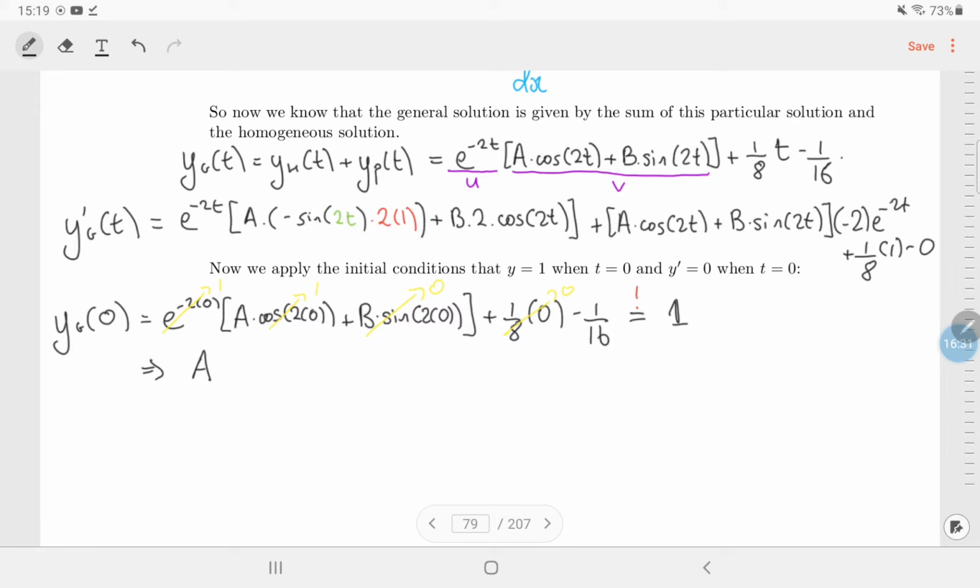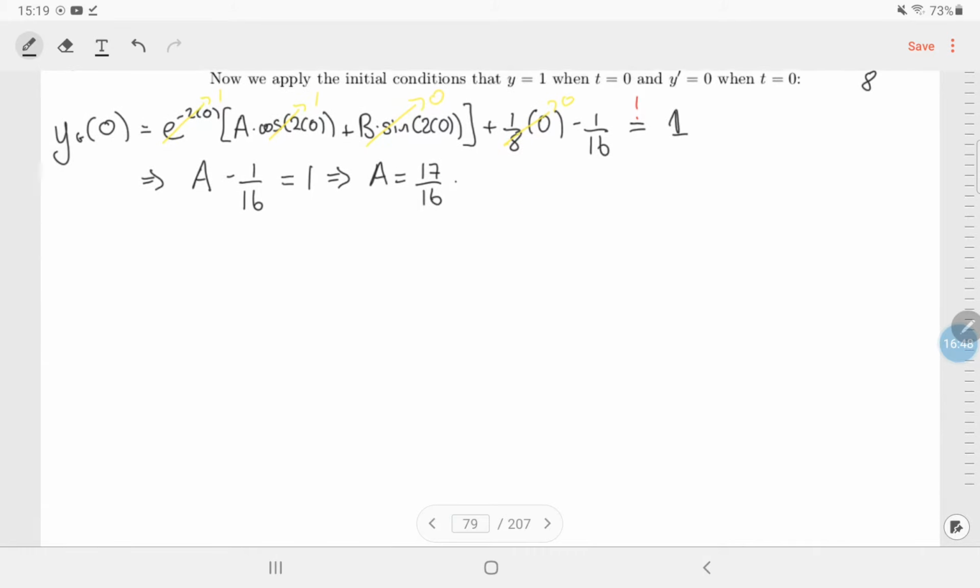And what have I got? The next thing is 0, the next thing is 0, minus 1/16, and this has to equal 1. So I just add the 1/16 to both sides. a is 1 plus a 16th, which is 17/16. Okay, that wasn't too bad.